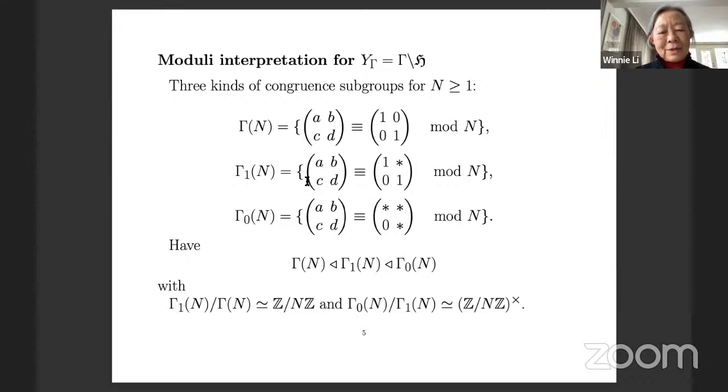And the second is called gamma 1 of n. The matrix is congruent to an upper triangular unipotent matrix. The third is gamma naught of n, which is congruent to an upper triangular matrix. And so we know that gamma of n is a normal subgroup inside gamma 1 of n, with quotient isomorphic to Z mod nZ. And then gamma 1 of n is a normal subgroup of gamma naught of n with quotient isomorphic to the multiplicative group of Z mod nZ.